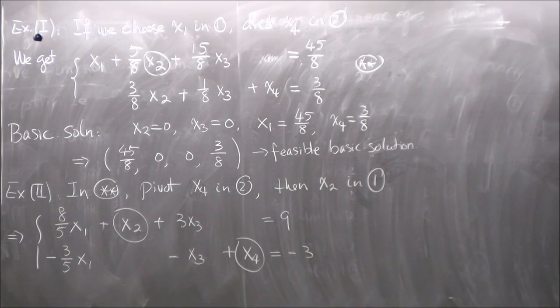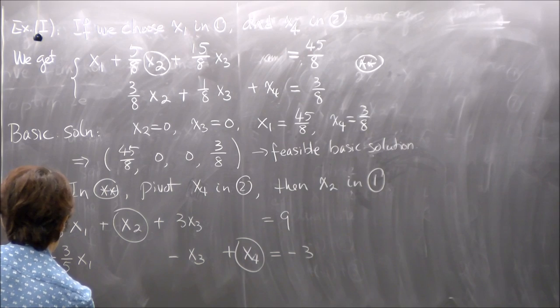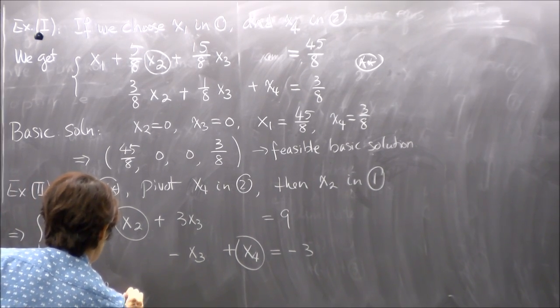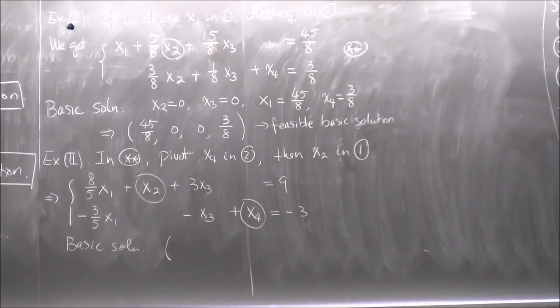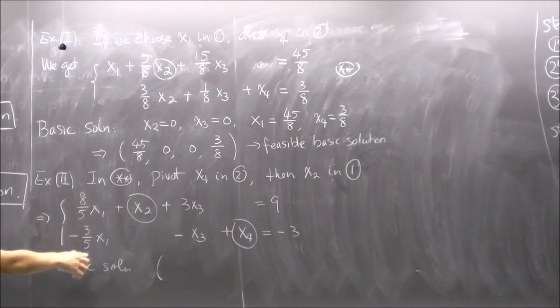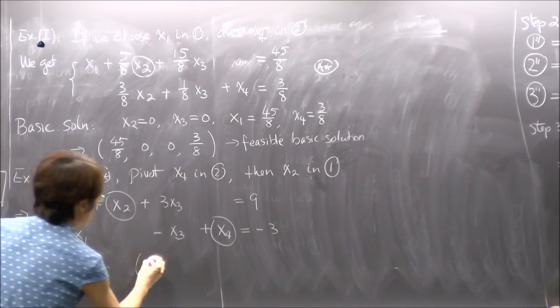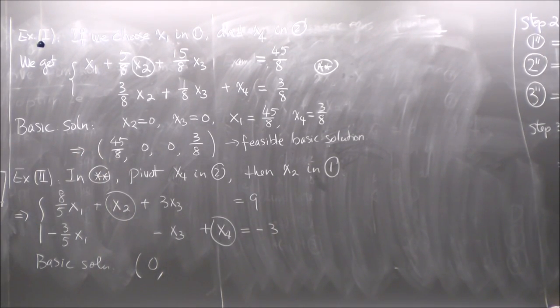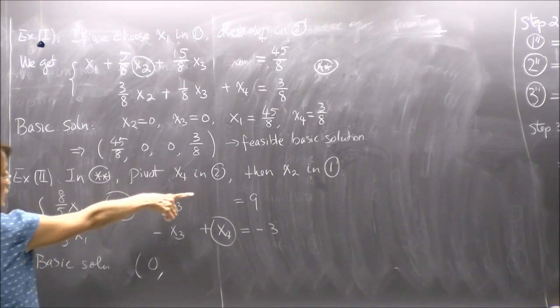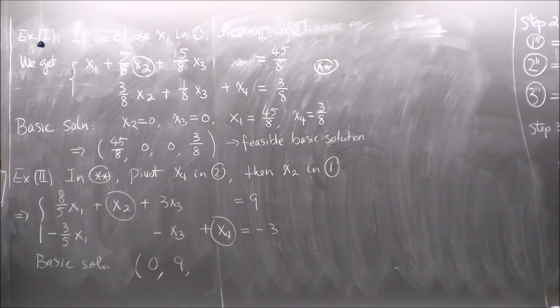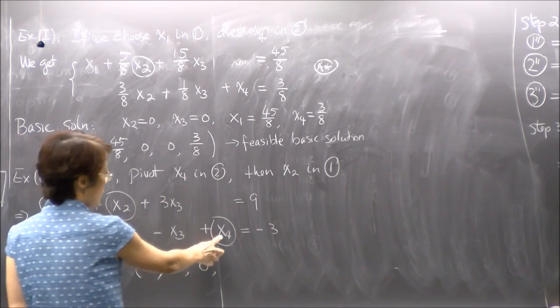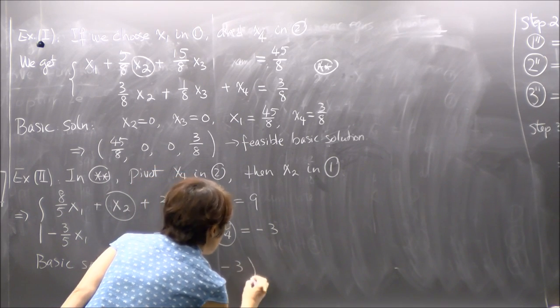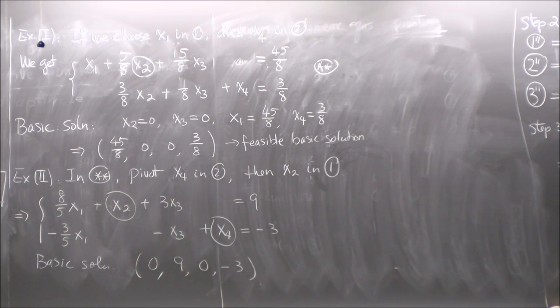What will be the basic solution? Will we be able to write it out right away? The basic solution? So what will be x1? That's a non-basic variable, right? It shall be 0. What will be x2? X2 is pivoted here, the right-hand side is 9. Is that right? x3 is non-basic, 0. What about x4? It's pivoted here, the right-hand side is negative 3. That's the solution, right? The basic solution.